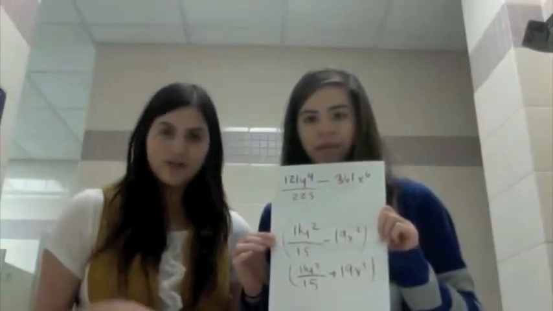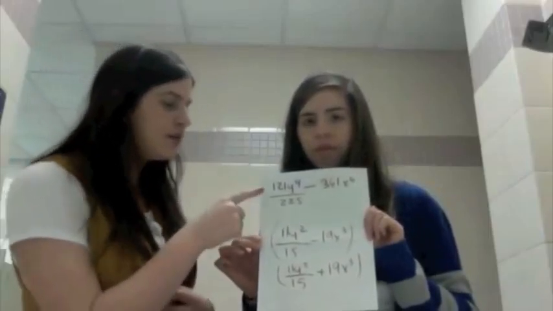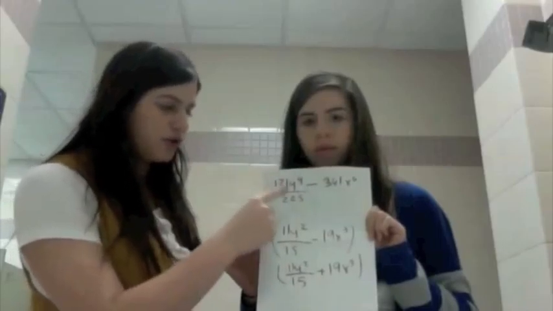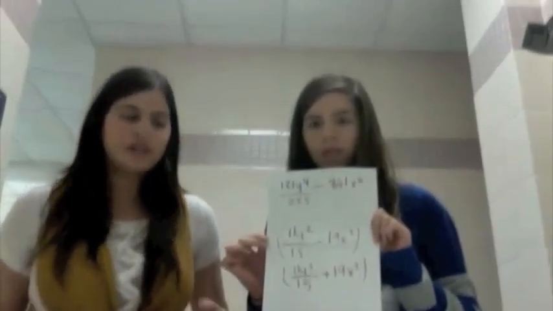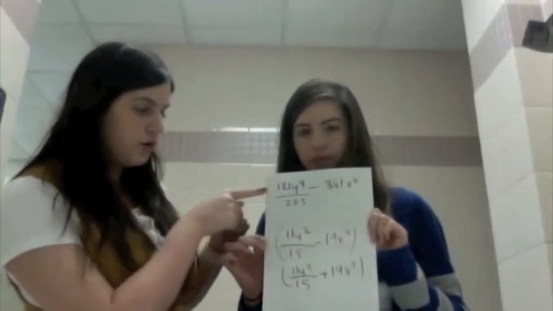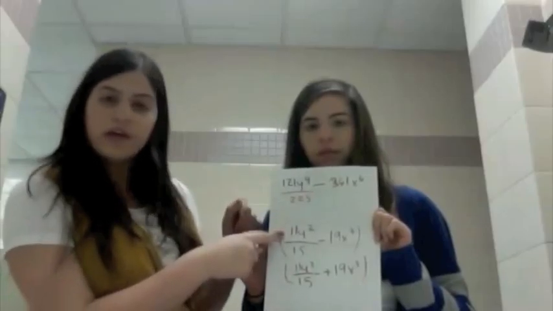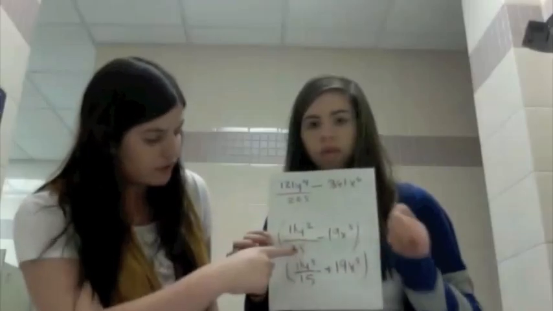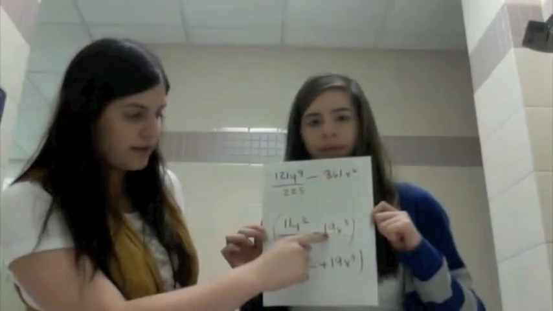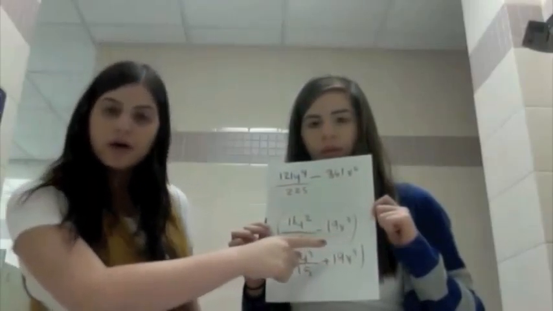Okay, the next problem is problem 59 of our final review. So let's go over it. It's 121y^4 over 225 minus 361 over x^6. And okay, it's a conjugate binomial, so it's very easy. What you need to do is take the square root of each one. So the square root of 121y^4 will give us 11y to the second power, of 225 will give us 15, and of 361 over x to the 6th will give us 19x to the third power.